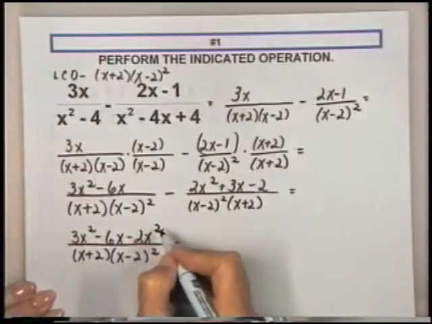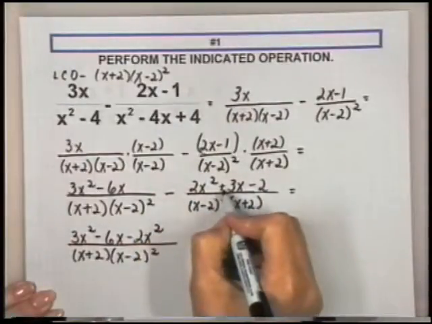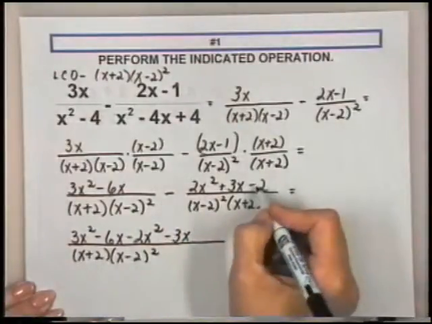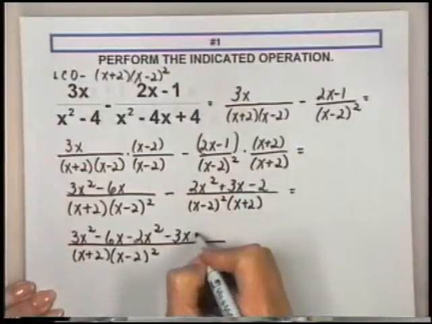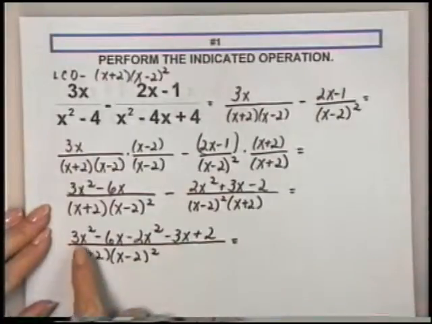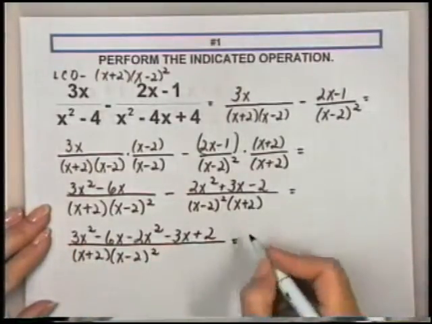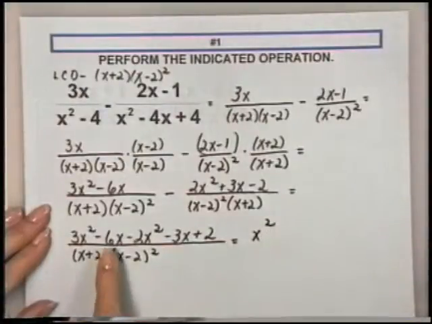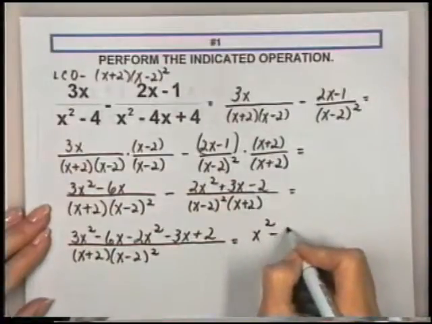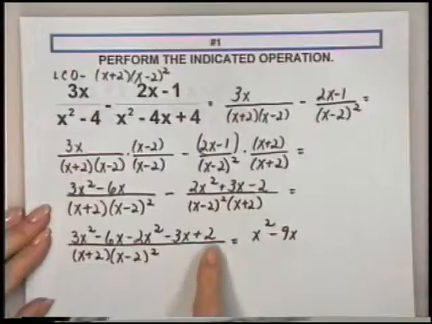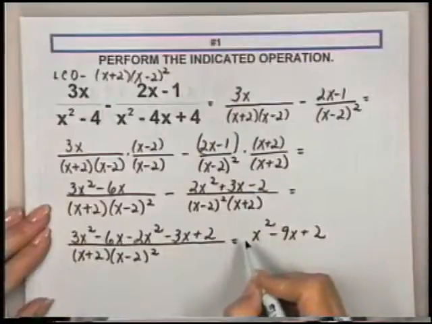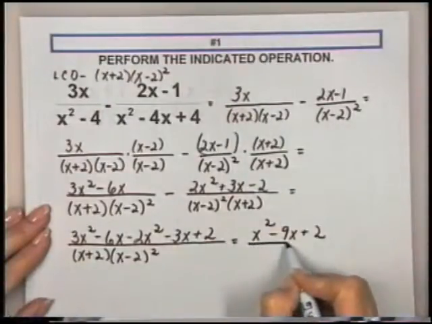When I apply the subtraction to 2x squared, I will have minus 2x squared. When I apply the subtraction to a positive 3x, I will have minus 3x. When I apply the subtraction to the negative 2, minus a negative 2 would give me plus 2. Combining like terms, 3x squared minus 2x squared would give me 1x squared. Minus 6x subtract 3x would give me a minus 9x, and I am left with a positive 2.